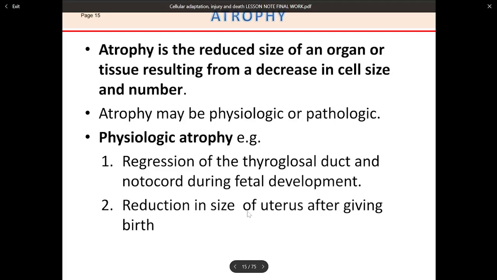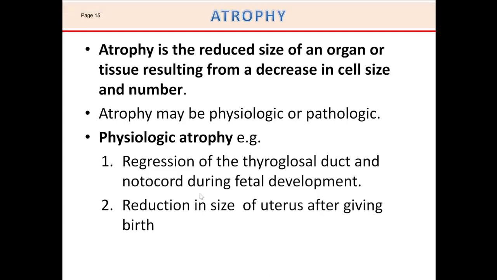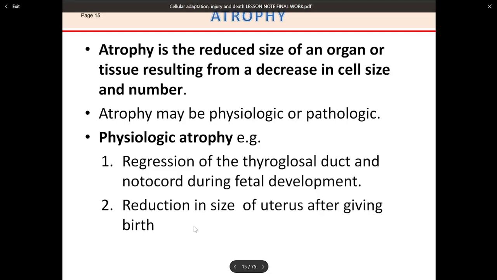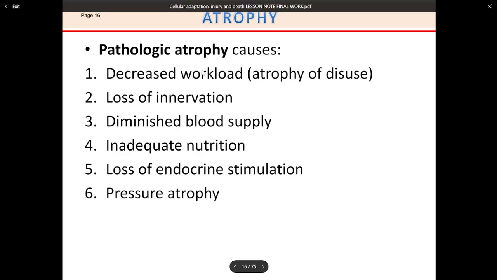Another example is the reduction in the size of the uterus after giving birth. After a reproductive female has put to bed, the uterus shrinks back to its normal size. That process is atrophy.